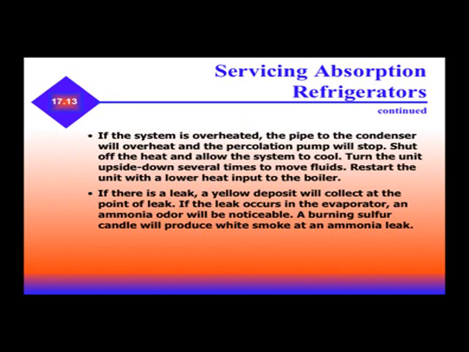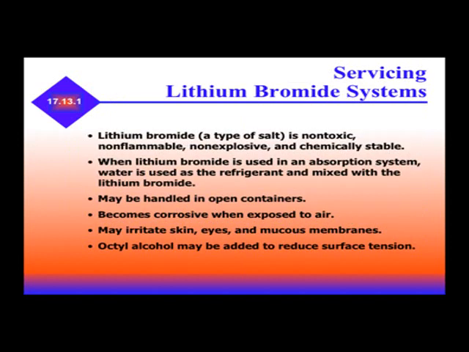If there's a leak, a yellow deposit will collect at the point of leak. This is different from a standard refrigeration system, where we have an oil deposit at the point of leak. If the leak occurs in the evaporator, an ammonia odor will be noticeable. A burning sulfur candle will produce white smoke at an ammonia leak.